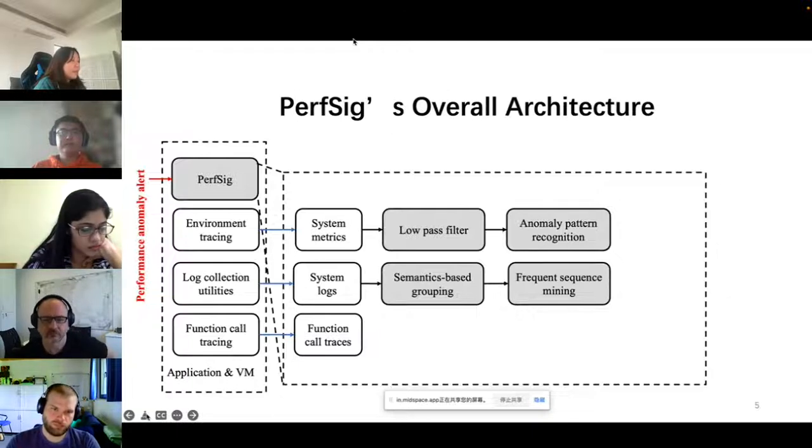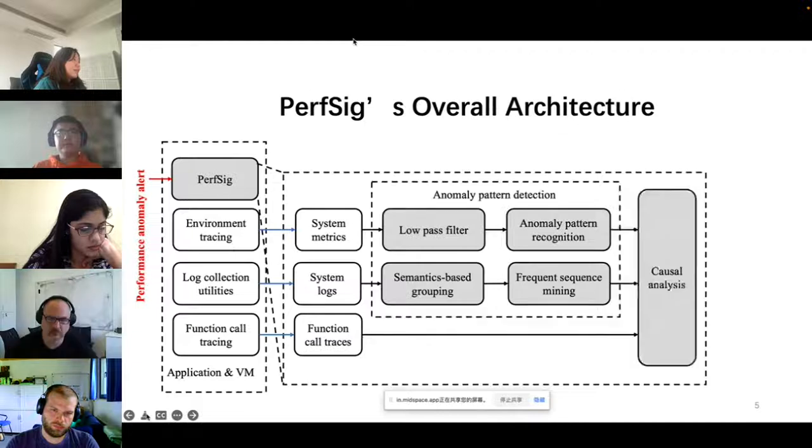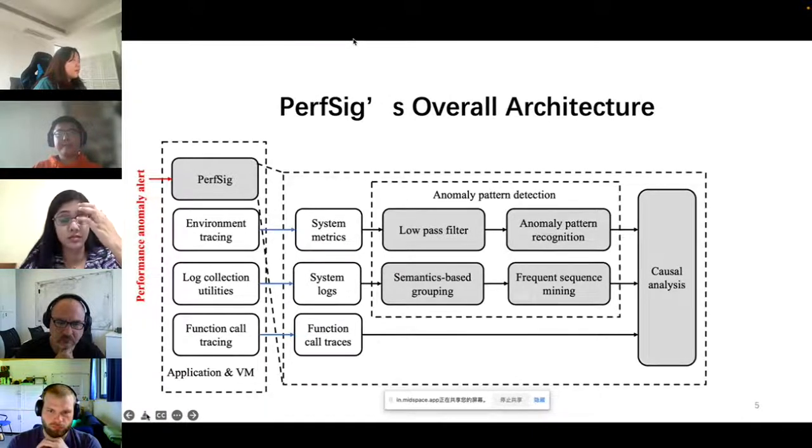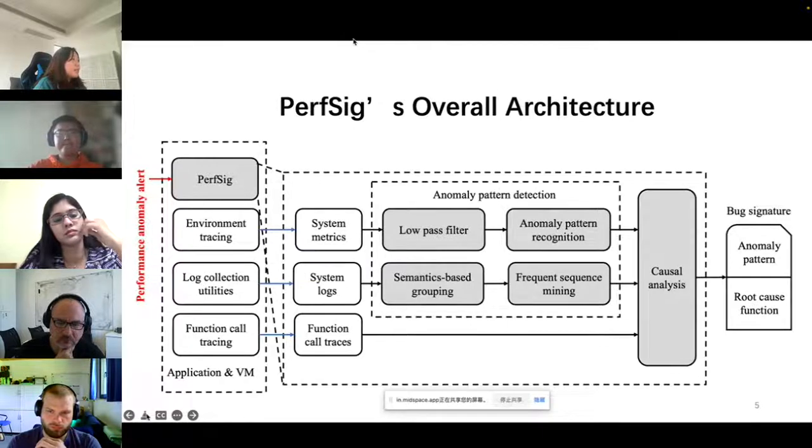After pattern detection, PerfSig performs causal analysis between the detected anomaly patterns and the function call traces using an information theory method, which is mutual information. The goal is to identify the root cause function, which is the top contributor to the anomaly pattern. Lastly, PerfSig outputs the performance bug signature as a combination of the detected anomaly pattern and the pinpointed root cause function.